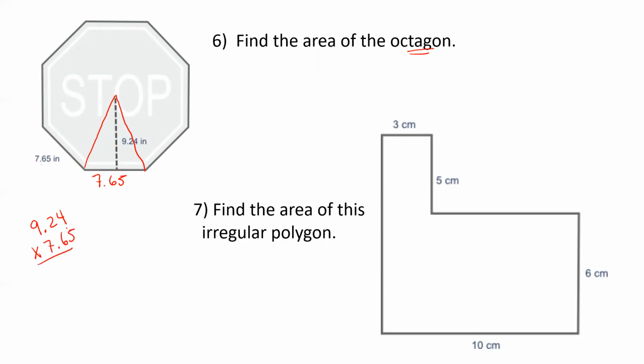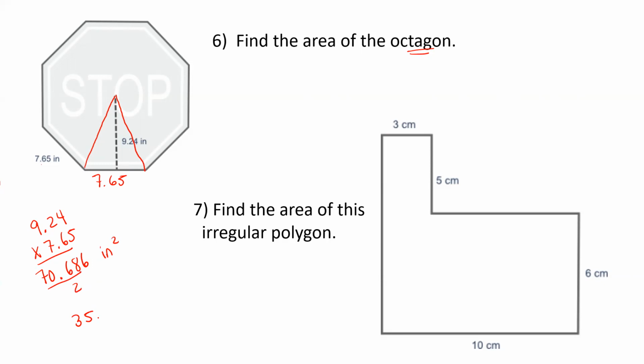And I think I'll go ahead and use a calculator just for the sake of time. You guys might want to practice multiplying without a calculator, because on your 5th grade milestone, you're going to need to do that a few times. But I'm just trying to save time. So 9.24 times 7.65 is 70.686 inches squared. However, since it's a triangle, we still have to half it for one triangle, right?